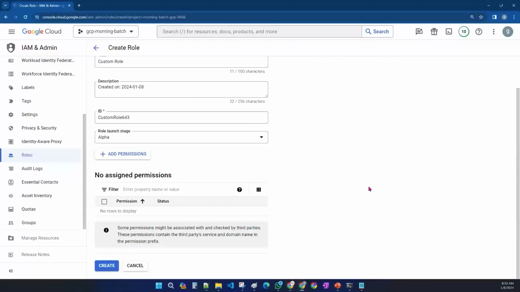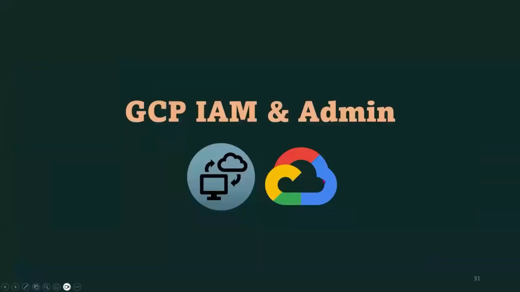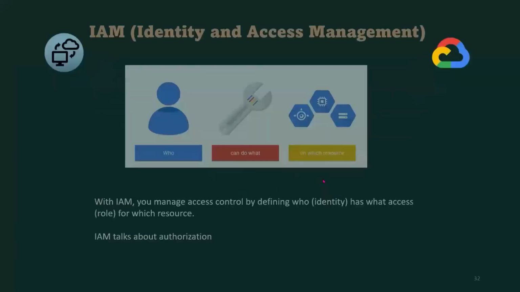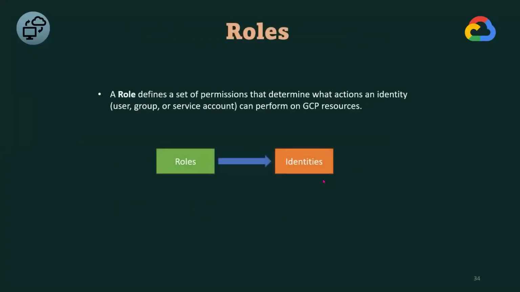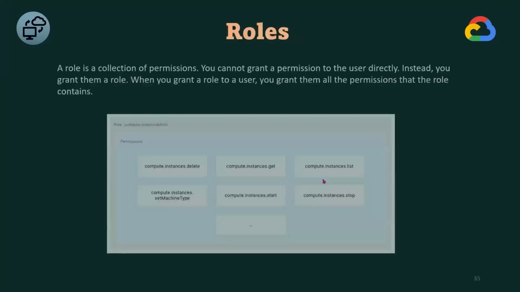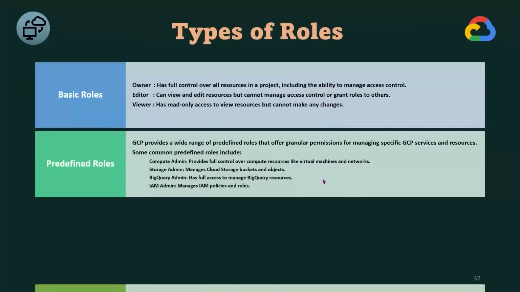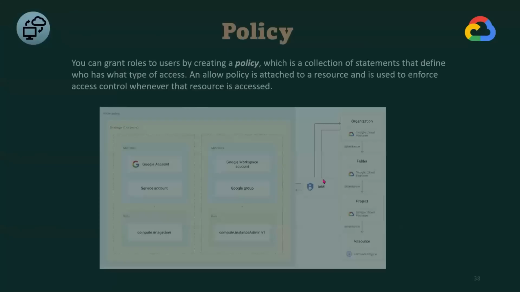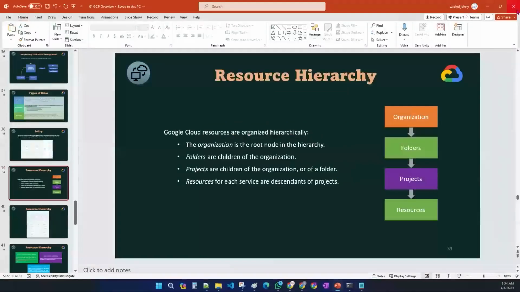Okay, so I'm going to stop here for today, guys. We have covered what IAM, identity access management, is, and who has what type of access. Now you know IAM is nothing but identities and access. Access will be done via roles. A role is nothing but a set of permissions. You can't grant a permission to the user directly, but instead you can assign a role to them. And the types of roles are basic role, predefined role, and custom roles. Tomorrow we will see policy. That's what we will see tomorrow. I'm going to stop the session here for today.